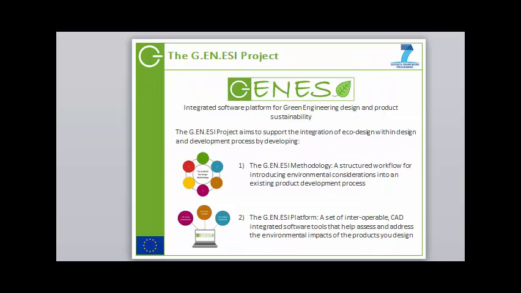The G.EN.ESI project aims to support the integration of eco-design within design and development process by developing a methodology and an interoperable software platform. The G.EN.ESI methodology is a structured workflow for introducing environmental consideration into an existing product development process, and the G.EN.ESI platform is a set of interoperable CAD-integrated software tools that help assess and address the environmental impacts of products you are designing.